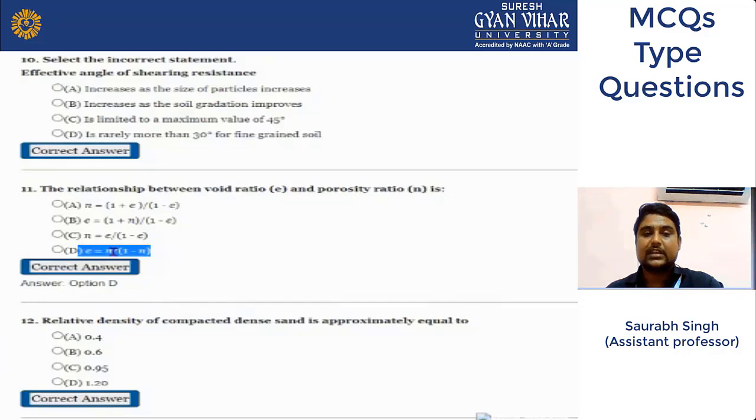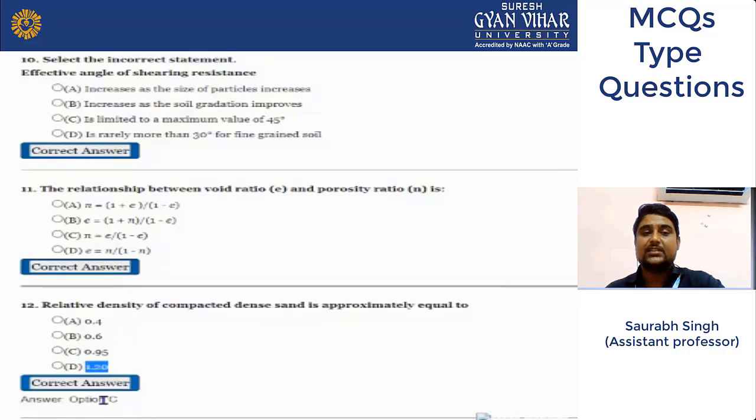Now there is also one very important question. Relative density of compacted dense sand is approximately equal to: here you can see 0.04, 0.06, 0.95 and 1.20, and your right answer will be 0.95. These questions are very important. If you are going to prepare for your government exam after your graduation, these questions can help you a lot, and it is very necessary to remember these questions during your graduation.